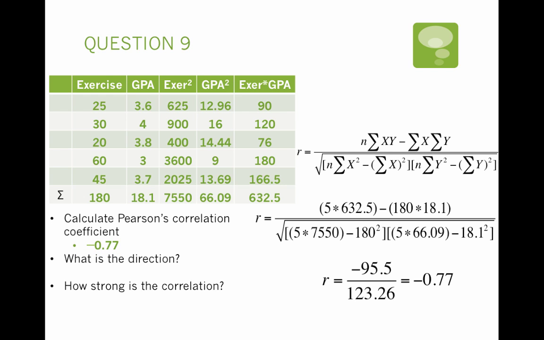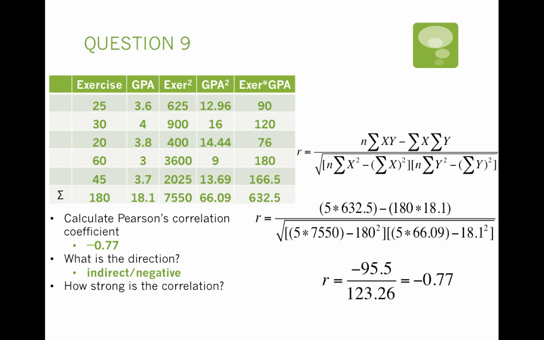Given that this is our Pearson's correlation coefficient, what is the direction? Is it direct or indirect? Because it's negative, it's indirect. And what about the strength of the correlation? How strong is the relationship between exercise and GPA? We know that if one goes up, the other one goes down. The more you exercise, the lower your GPA. Maybe the lower your GPA, the more you exercise. We really don't know which direction.